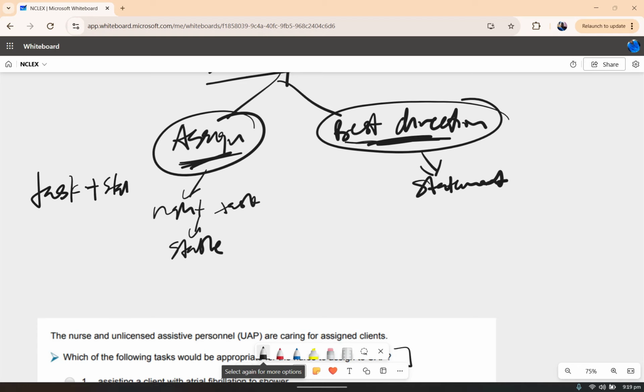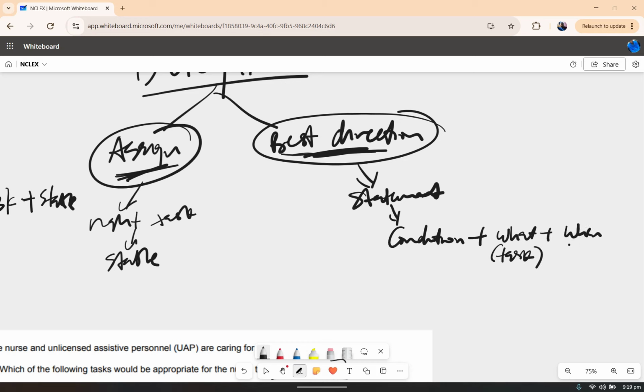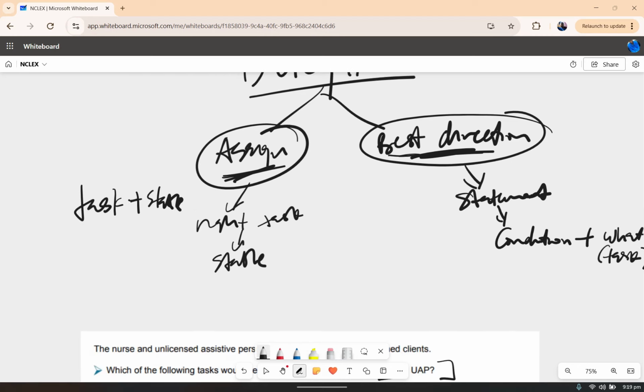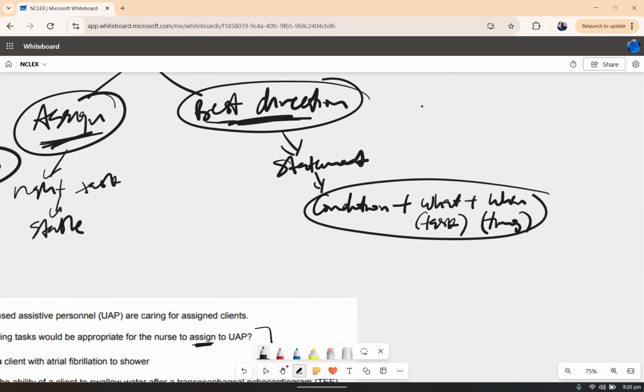plus the patient is stable. But when you are answering best direction, you are thinking about the condition plus the what, which is also known as the task, and the when, which is also known as timing. Right. So take note, when you see assign, apply this principle. When you see best direction, apply this principle.